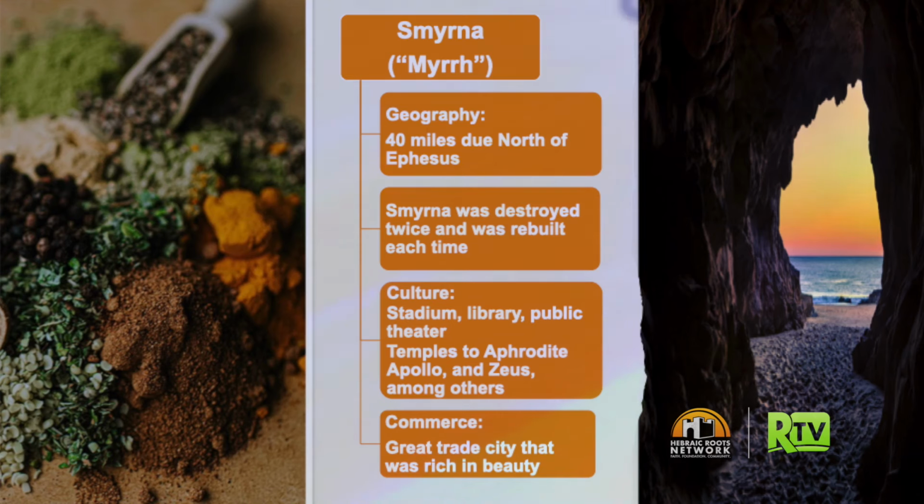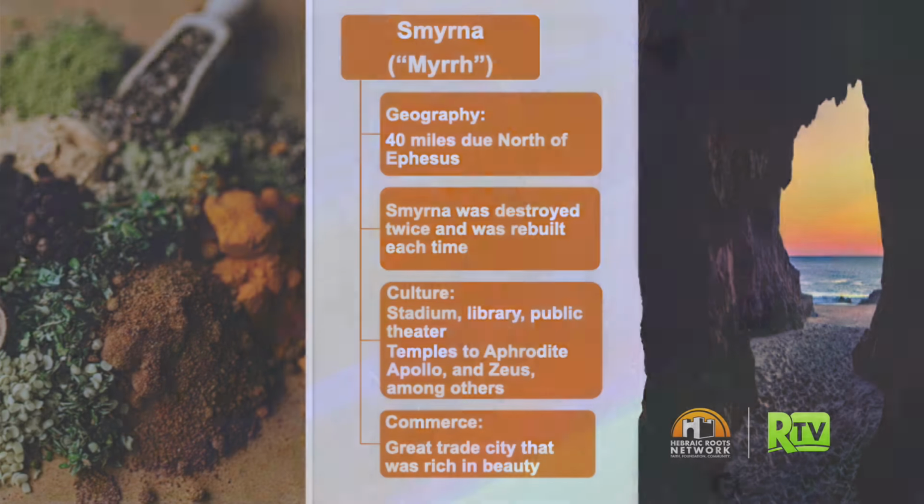We think about Smyrna. You hear the word myrrh in it. Well, that's a burial spice, right? He's in the tomb, unleavened bread. It's 40 miles due north of Ephesus. So keep moving around on the map. Culturally, they had a stadium, they had a library, a public theater. They had temples to Aphrodite and Apollo and Zeus, among others. But they were a great trade city that was rich in beauty. And he tells them they are rich.